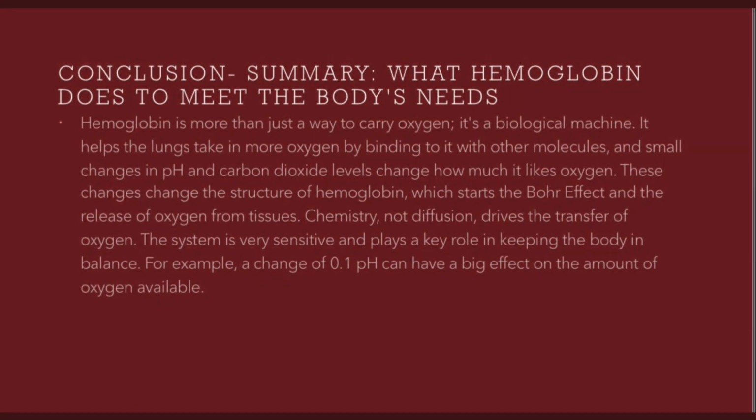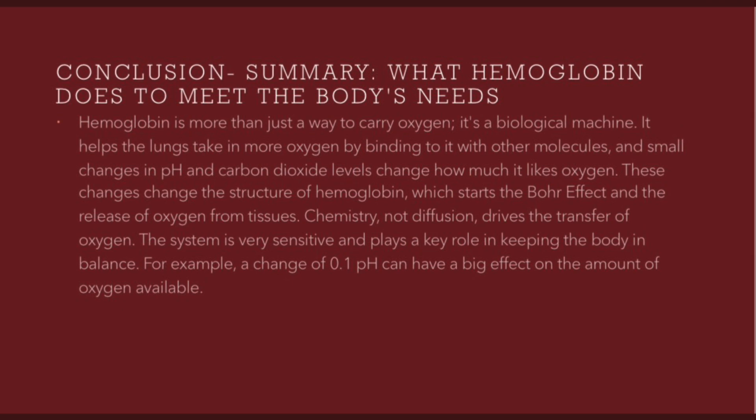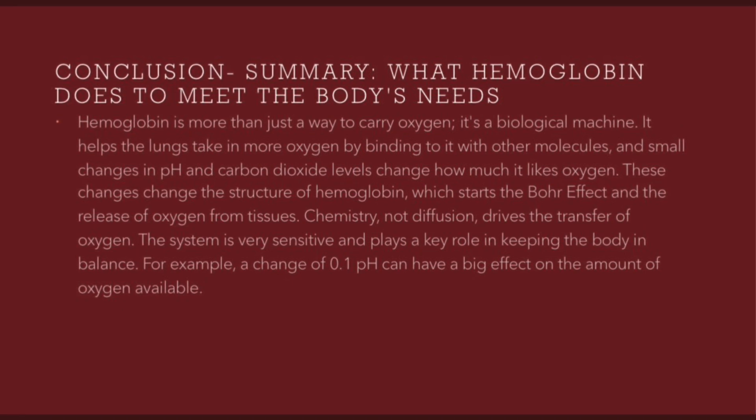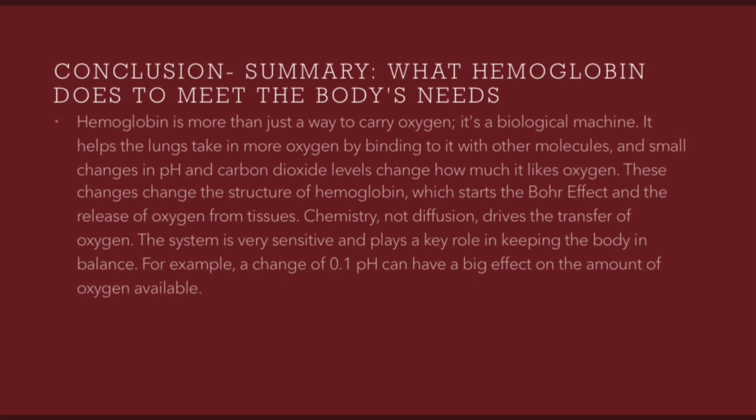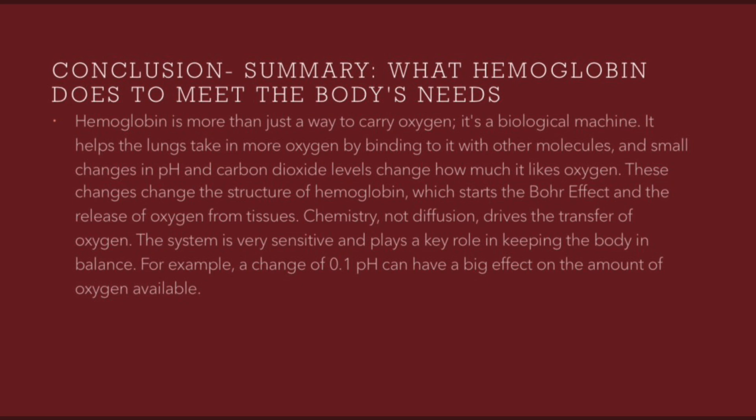Coming to my conclusion slide, what hemoglobin does to meet the body's needs. And what does all this mean in general? Hemoglobin is more than just a passive oxygen carrier. The shape of this biological sensor can change depending on where it is. It can effectively load oxygen in the lungs through cooperative binding. It can release oxygen exactly where tissues need it, because it changes shape in response to pH and CO2.